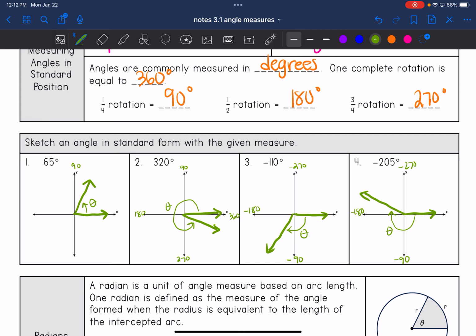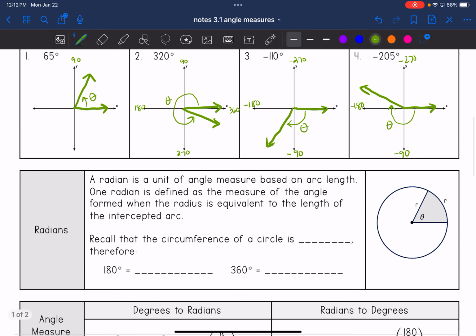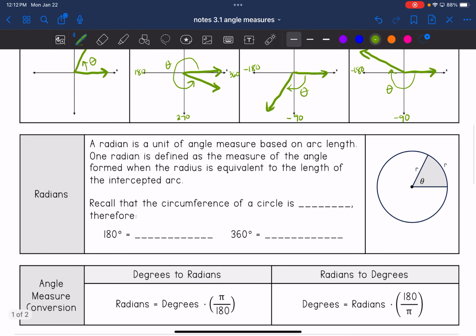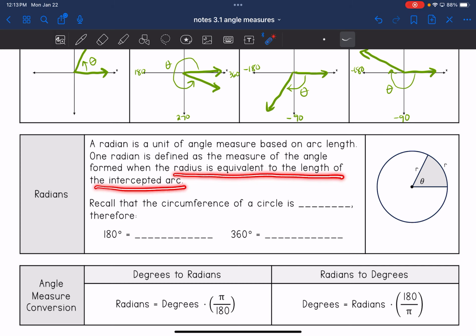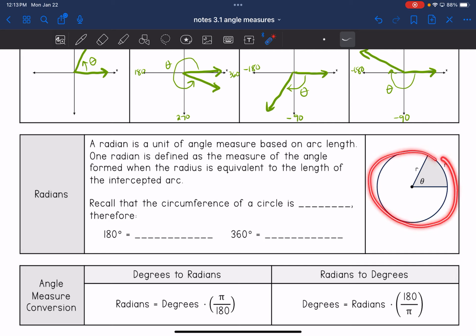Okay, so degrees, since that's commonly used in the real world, tends to be the easier one to picture in your head. But degrees are not the only way to measure angles. Degrees were just made up arbitrarily by somebody. The more accurate measurement of angles is called a radian. A radian is a unit of angle measure based on arc length. 1 radian is defined as the measure of the angle formed when the radius is equivalent to the length of the intercepted arc. So over here I have a circle.